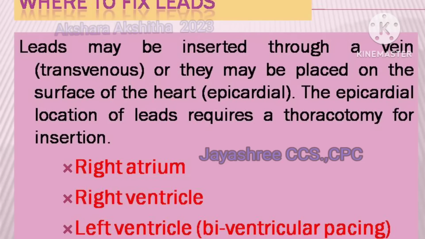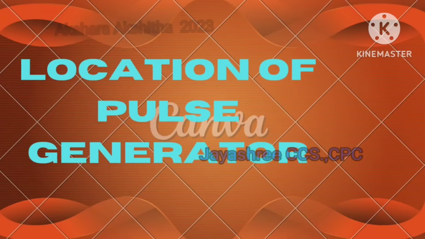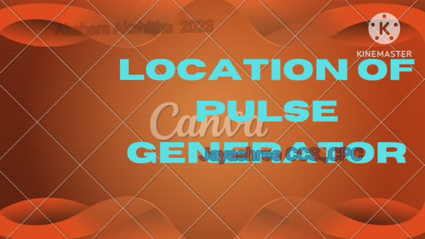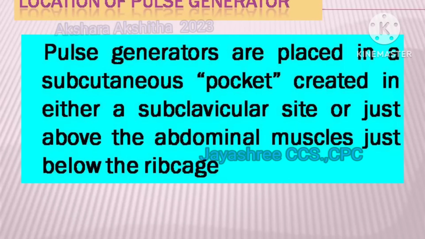Okay, next is the location of the pulse generator. Let's see. Pulse generators are placed in a subcutaneous pocket created in either the subclavicular site or just above the abdominal muscles, just below the rib cage. This is the location where the doctor may fix the pulse generator.